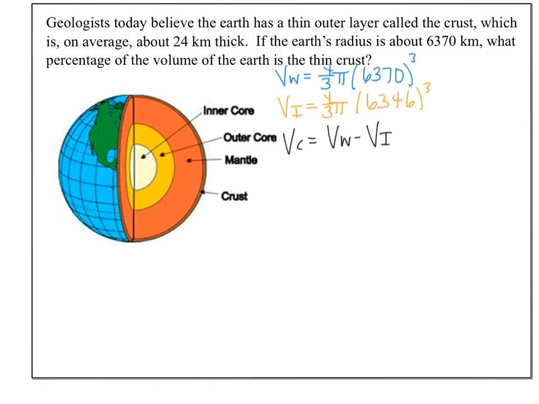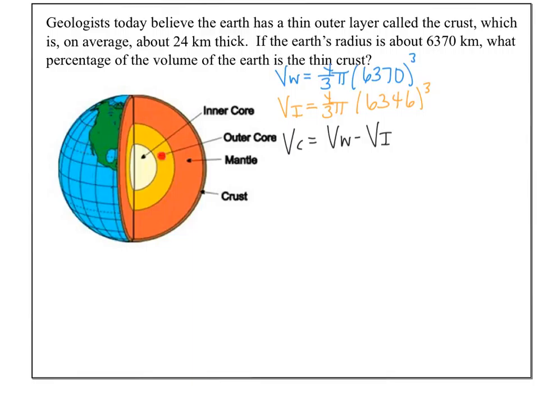Okay, so this is what I found so far. I know that my radius is 6,370, and so to find the volume of my world, so how much is all in here, I used 4/3 pi times that radius, 6,370 cubed. And that's where I'm going to leave it for right now.